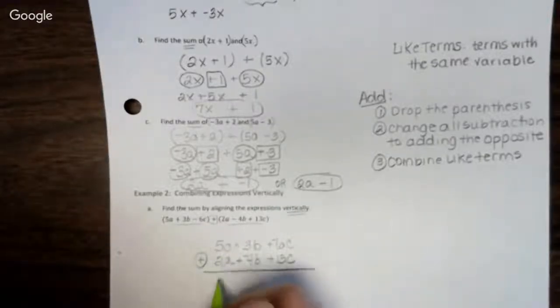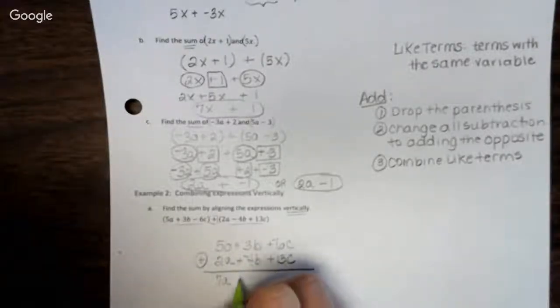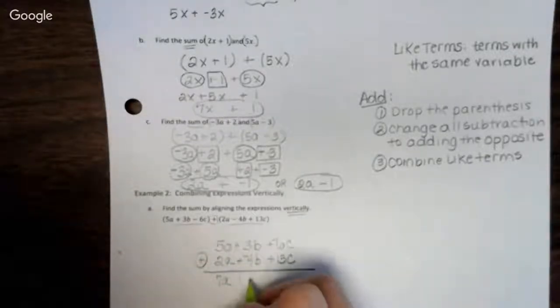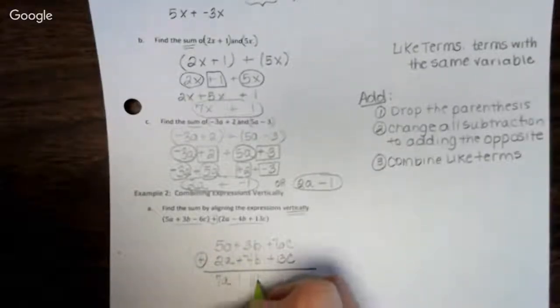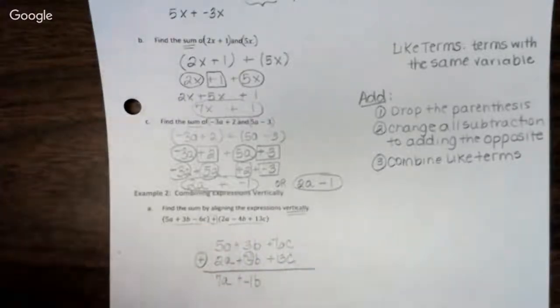So 5a plus 2a is 7a. 3b plus negative 4b, opposite signs mean I'm going to subtract. So 4 minus 3 is 1b. 4 is bigger and 4 is negative.